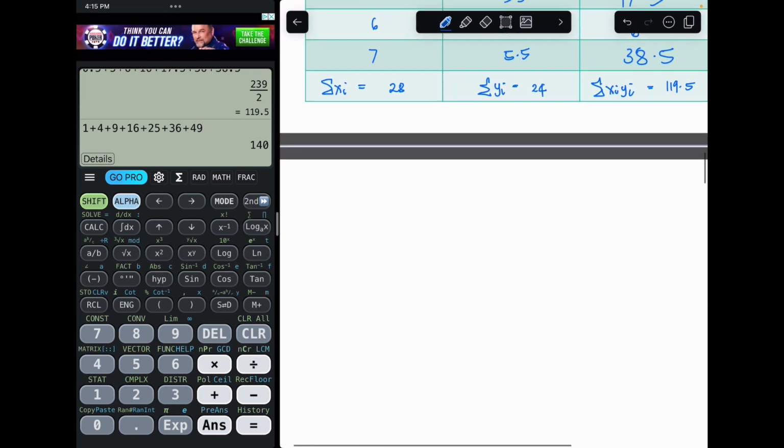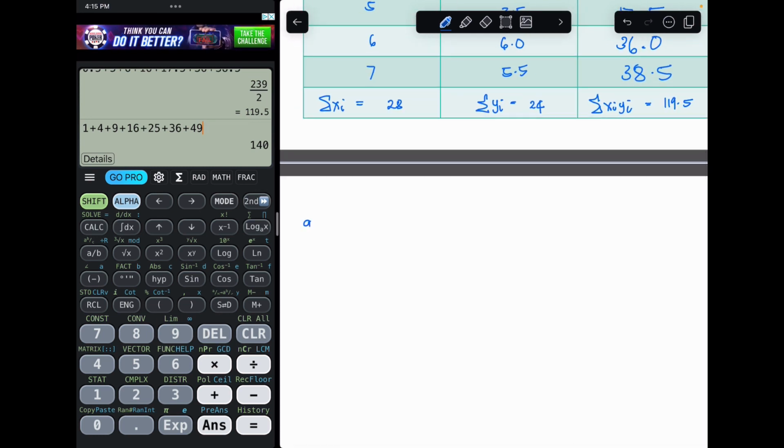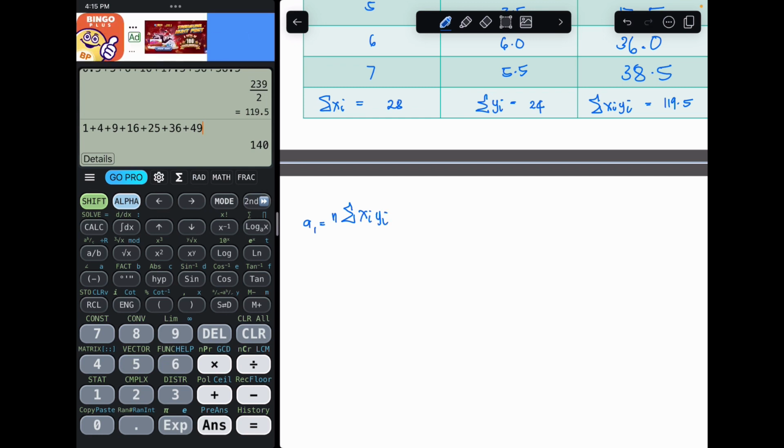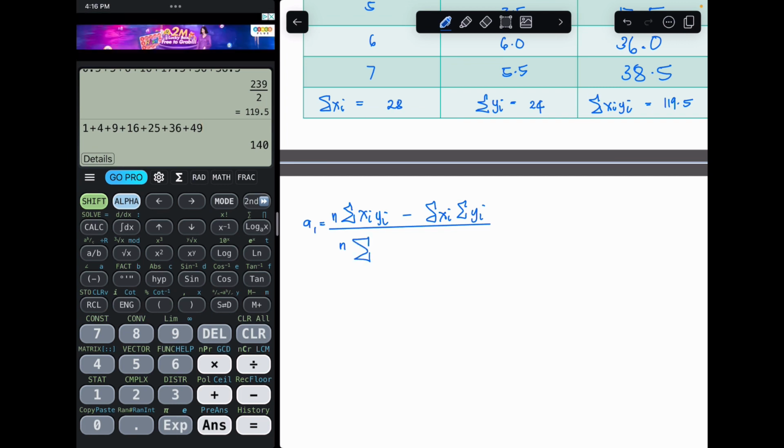So what we want is to find first what is a sub 1. So a sub 1 is n times the summation of x sub i y sub i, and then minus the product of the summation of x sub i and the summation of y sub i. So divide it with n times the summation of x sub i squared, then minus the summation of x sub i, squared.